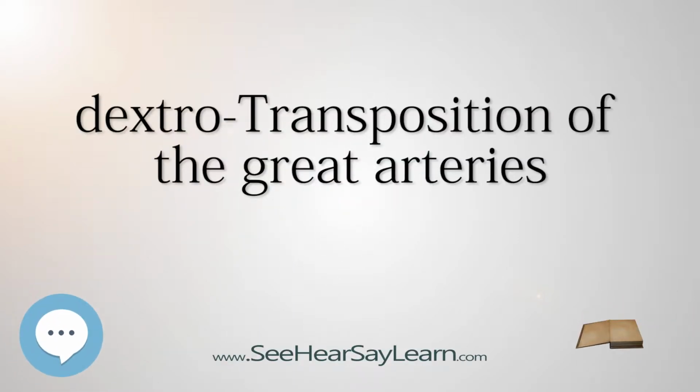Dextro-Transposition of the great arteries, d-Transposition of the great arteries, dextro-TGA or d-TGA, sometimes also referred to as complete transposition of the great arteries, is a birth defect in the large arteries of the heart. The primary arteries, the aorta and the pulmonary artery, are transposed. It is called a cyanotic congenital heart defect, CHD, because the newborn infant turns blue from lack of oxygen.